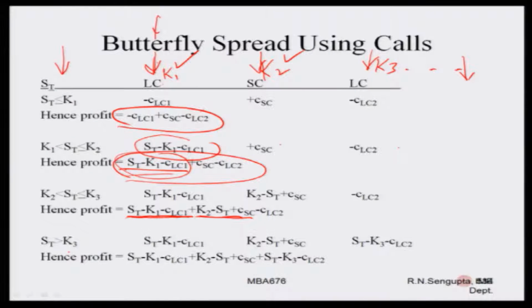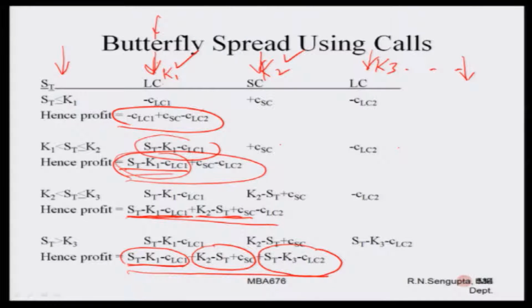Now, when you go to the third instant, that ST is greater than K3, all 3 will be activated. Hence the total profit would be the sum of the first one, the second one, and the third one, where first, second, third imply the long call 1, the short call, and the long call 2. So, the overall profit is given. Whenever you have this overall profit, remember you can draw and retrace back and understand how the graph looks like.